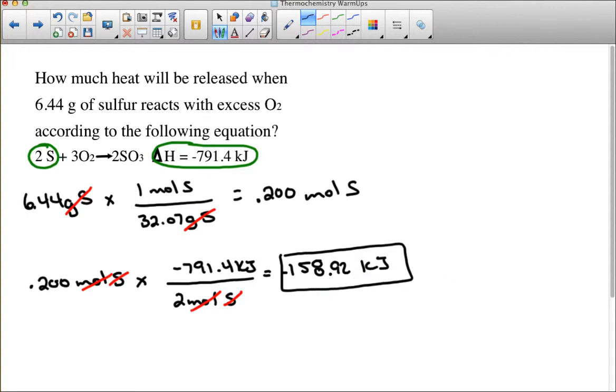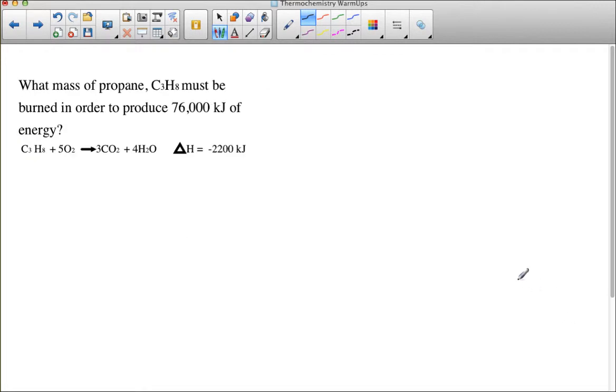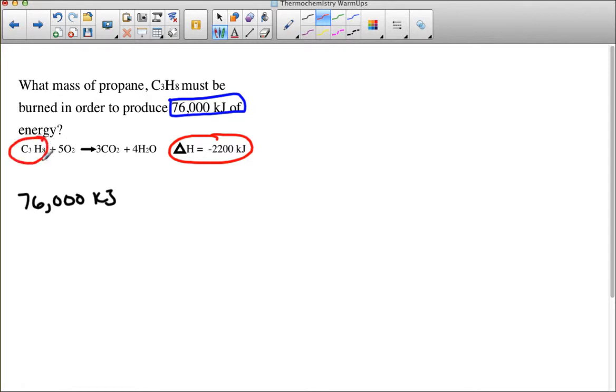energy. Now, let's do a problem that basically takes this process and goes backwards. So here, notice I'm given the amount of energy used. So I'm going to start with that. So I have 76,000 kilojoules. And I know my relationship is for every 2,220 kilojoules, I'm going to produce 1 mole, or I'm going to burn 1 mole of C3H8. So I'm going to use that relationship in my math problem. Again, I'm going to put negative 2200 kilojoules on the bottom, and that makes 1 mole of C3H8.